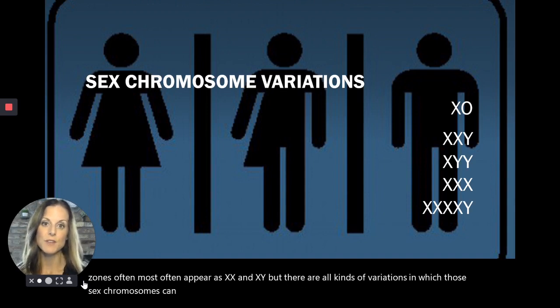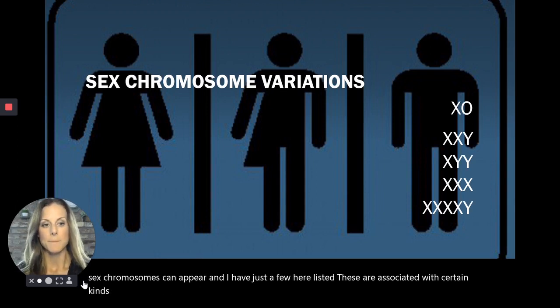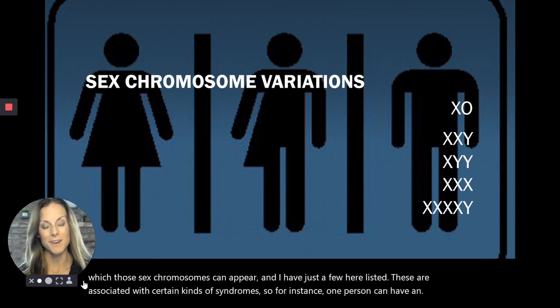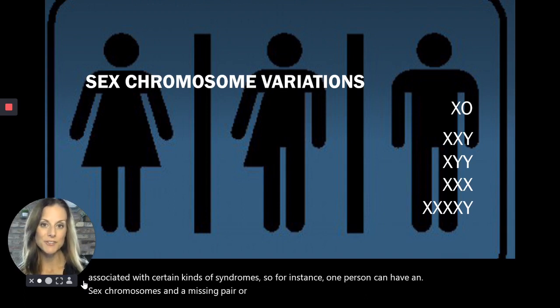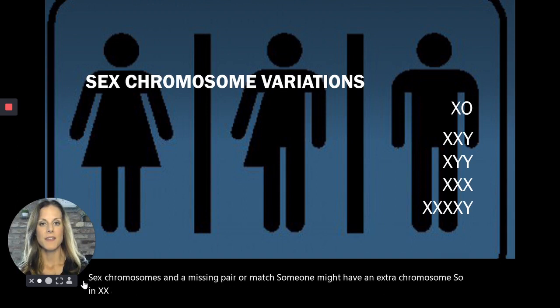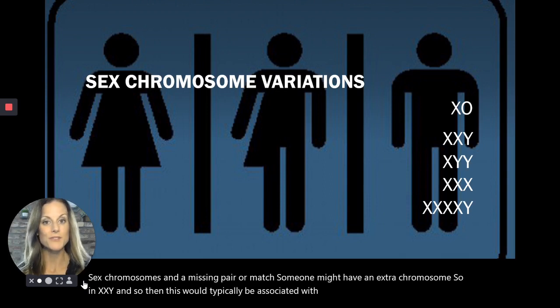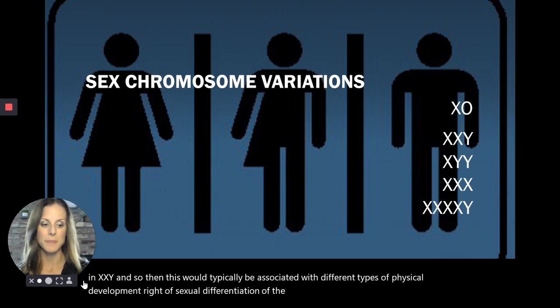And I have just a few listed here. These are associated with certain kinds of syndromes. So for instance, one person can have an X chromosome and a missing pair or match. Someone might have an extra chromosome, so an XX and a Y. And so then this would typically be associated with different types of physical development, of sexual differentiation of the body and also the mind.